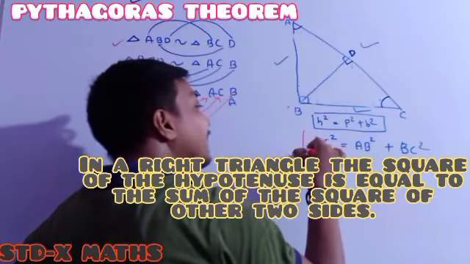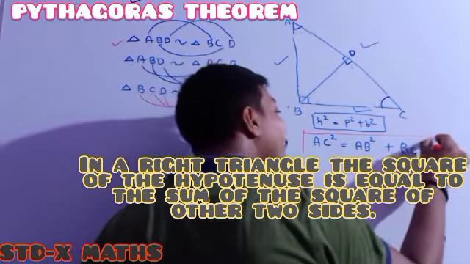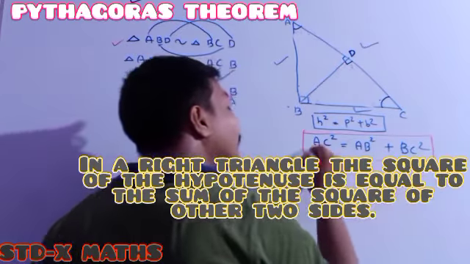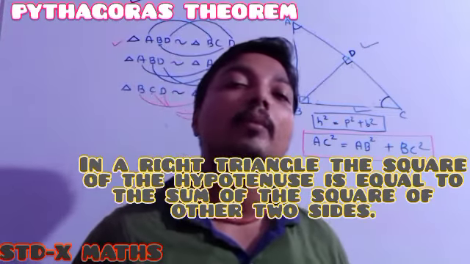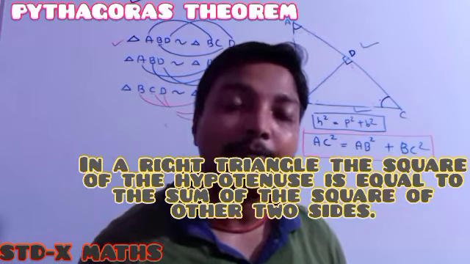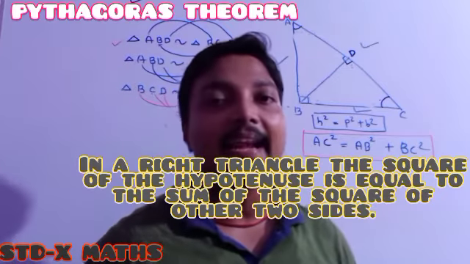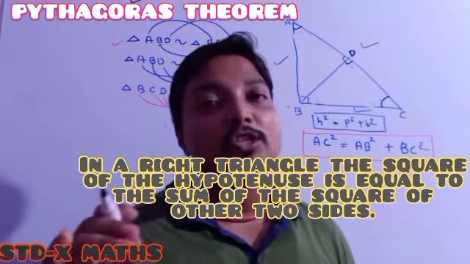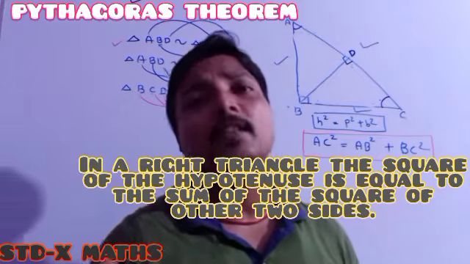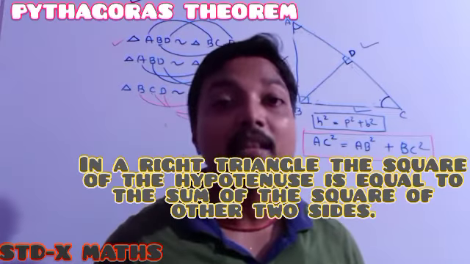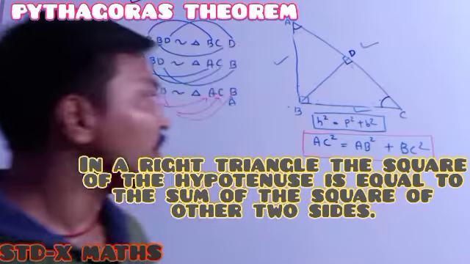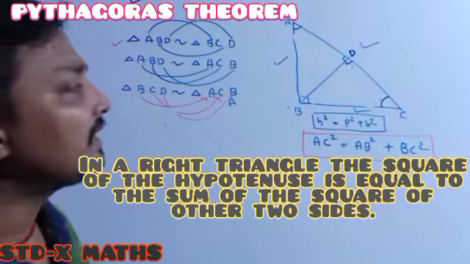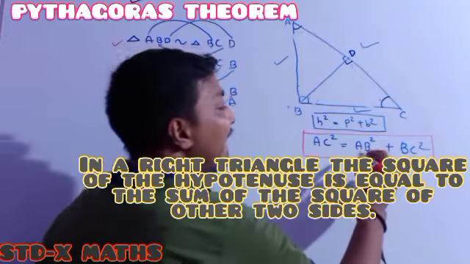Everyone see it attentively. This one is to be proved, and the statement of the Pythagoras theorem is: the square of the hypotenuse of a right angle triangle is the sum of the square of the other two sides. What I said, this one is your statement. Perfectly understood?